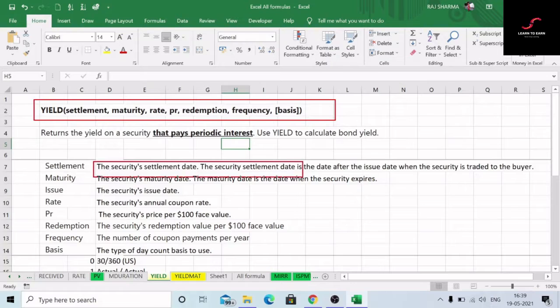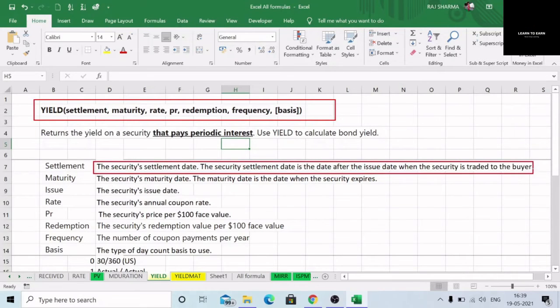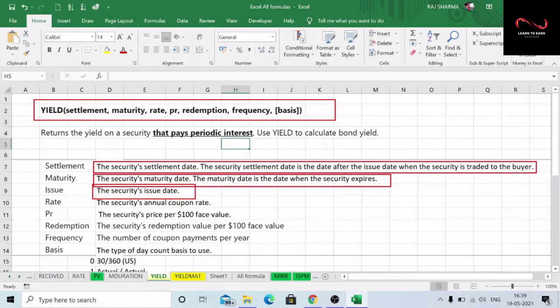The security settlement date is the date after the issue date when the security is traded to the present buyer. Maturity date is the final maturity date of the bond when the investor is going to get back his money. So it is the security expiry date. Issue date is the date when this bond is being issued for the first time.